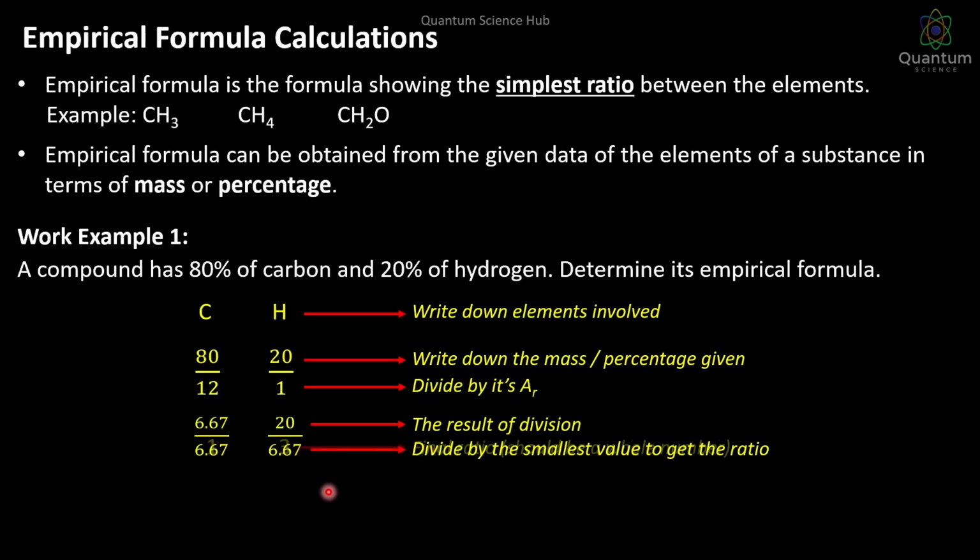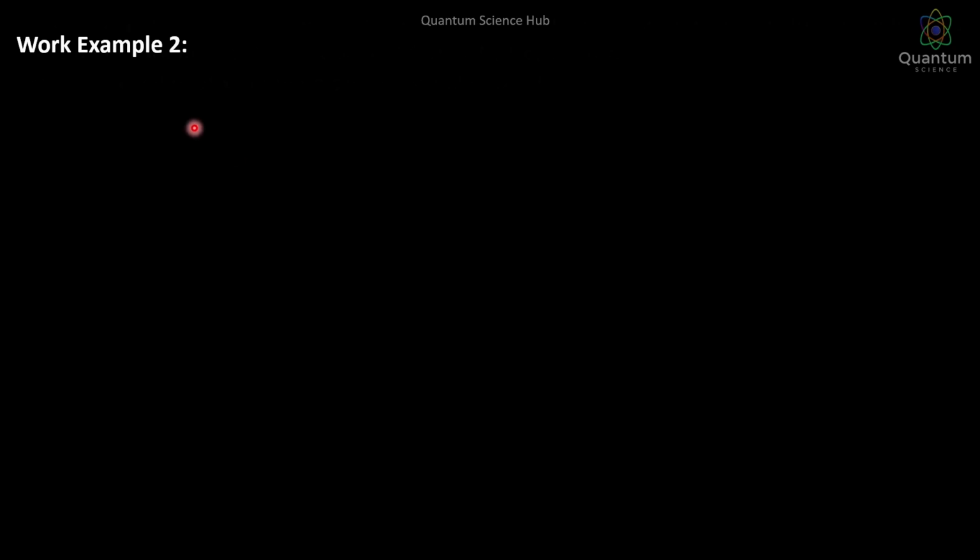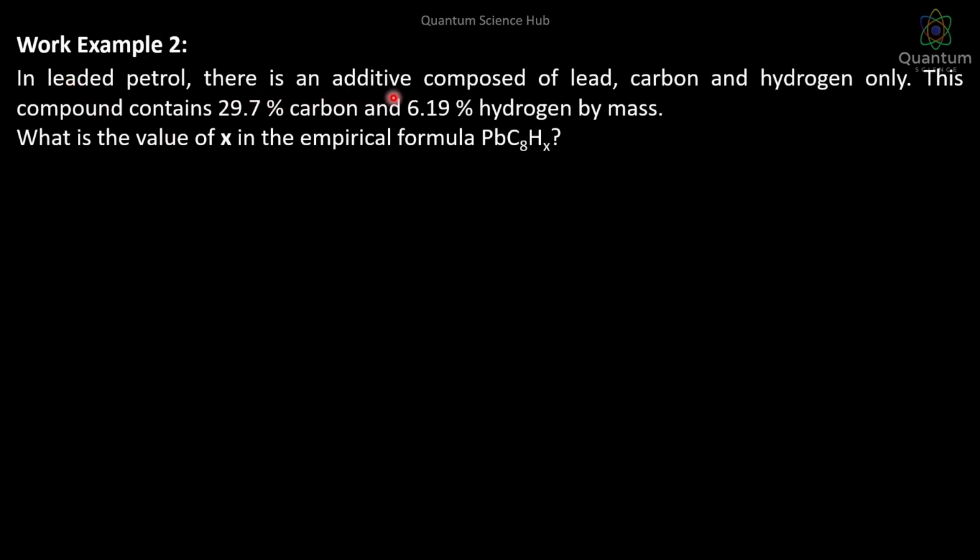And remember, the final ratio here should be a whole number. And finally, you get the empirical formula, which is CH3, okay? Next word example. In leaded petrol, there is an additive composed of lead, carbon, and hydrogen only. This compound contains 29.7% carbon and 6.19% hydrogen by mass.